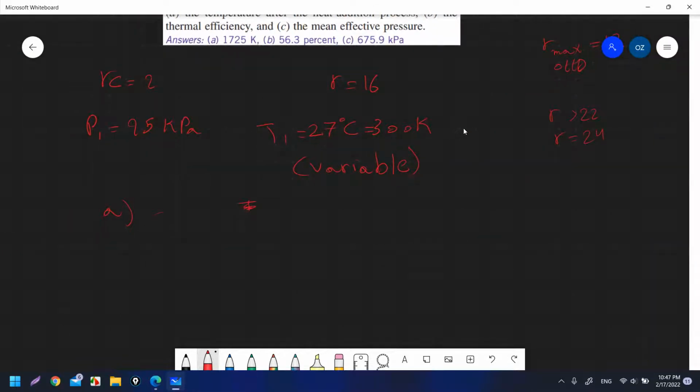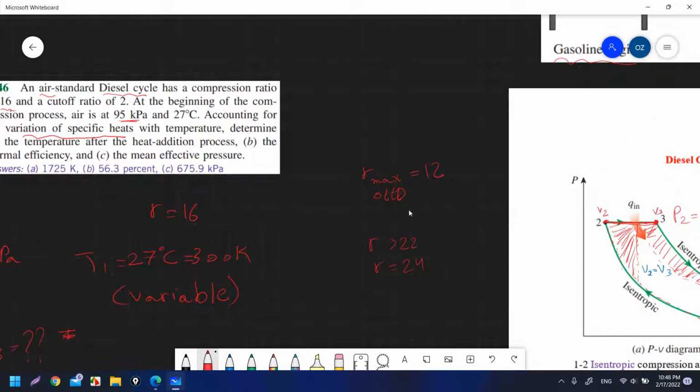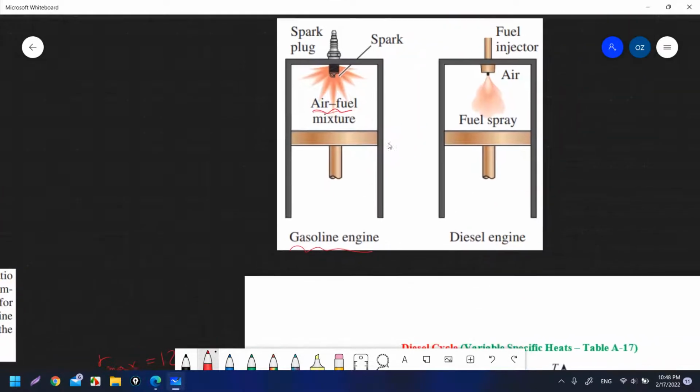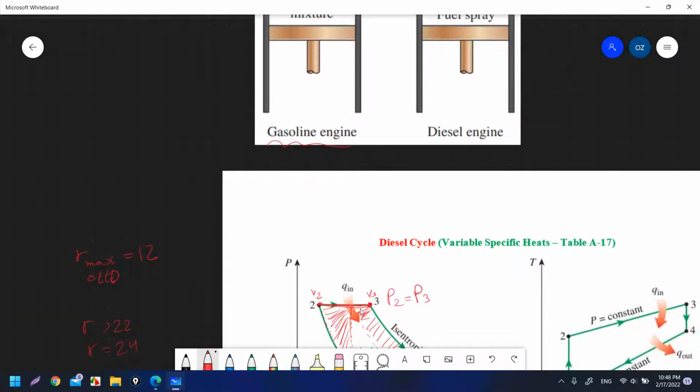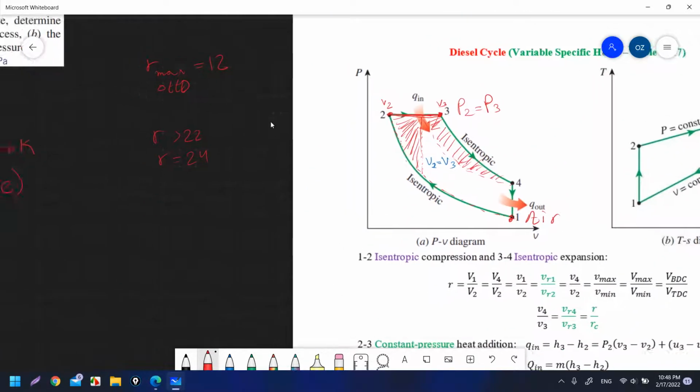The heat addition process is the process where the fuel injector replaces the fuel, and the fuel will burn because it absorbs the heat from the air. That's why we have Qin here.